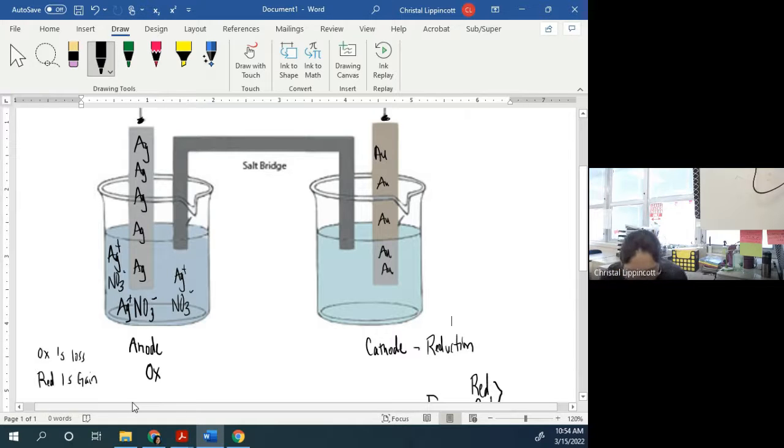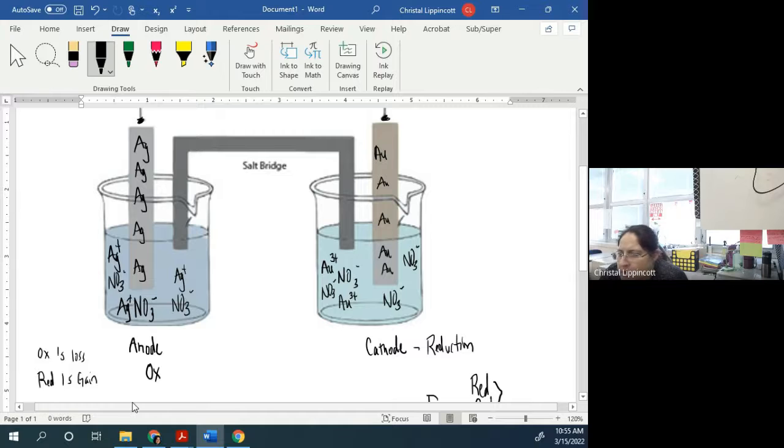Okay, and over here we've got Au3+ and nitrate floating around. So this is another solution. Okay, so that's floating around in there. Does that make sense? Those are aqueous ions of AgNO3.